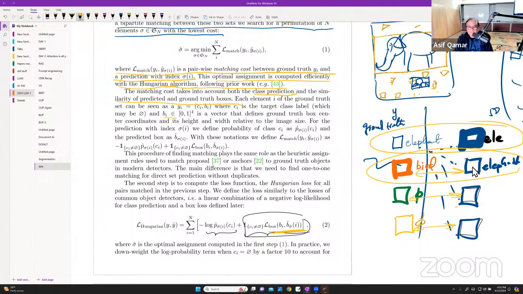Each element can be seen as a vector. Each bounding box is a vector that defines the ground truth box center coordinates and its height and width relative to the image size. For predictions, we define the probability of the class as such, which is normal. With this notation, we define the loss. So this term is very standard.